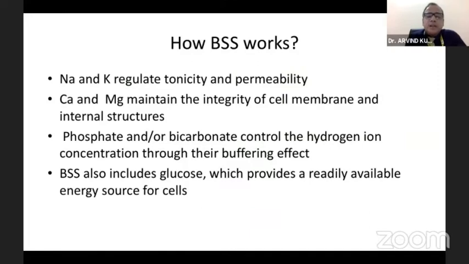So how does this balanced salt solution work? The potassium and the sodium regulate the tonicity and the permeability, whereas the calcium and magnesium maintain the integrity of the cell membrane and the internal structure. And the phosphate or the bicarbonate control the hydrogen ion concentration through their buffering effect. And BSS also includes glucose, which provides a readily available energy source for cells.